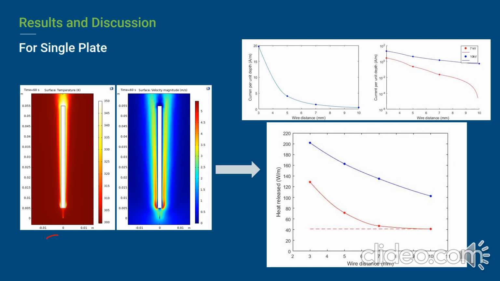This is the temperature and this is the velocity profile for a single plate, and you can see that the amount of current that the wire emits is directly inversely proportional to the distance between the wire and the electrode.